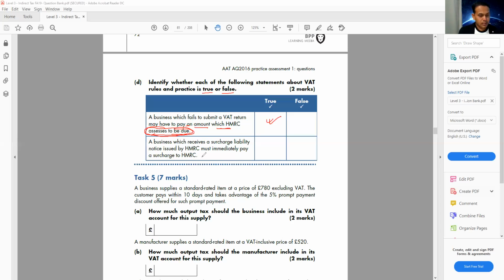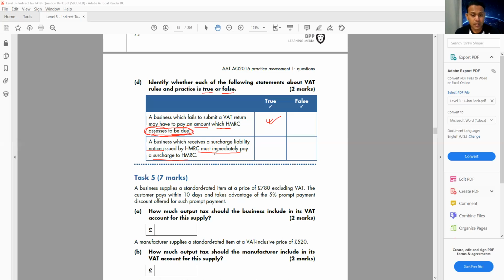Okay, the next one: a business which receives a surcharge liability notice issued by HMRC must immediately pay a surcharge to HMRC. Is it true or false? This question could be tricky in the exam because it seems like it's true. It seems true because HMRC gives you a notice and you have to pay immediately. It looks like it's true, but it is actually not.